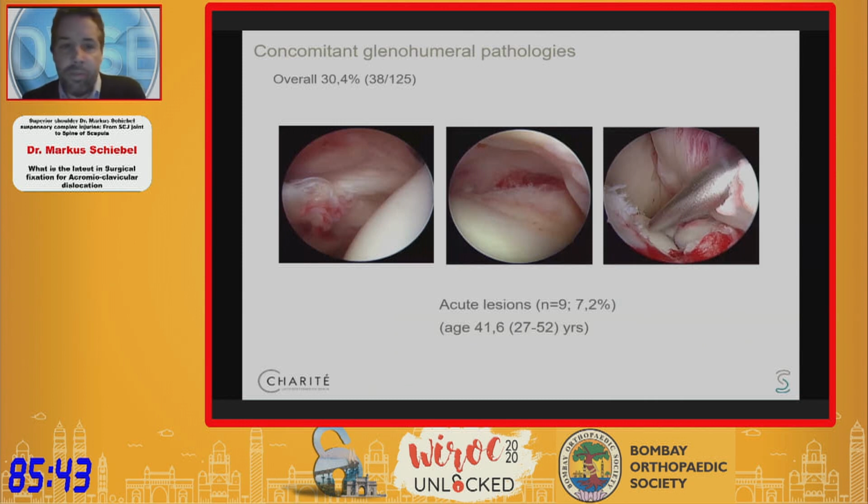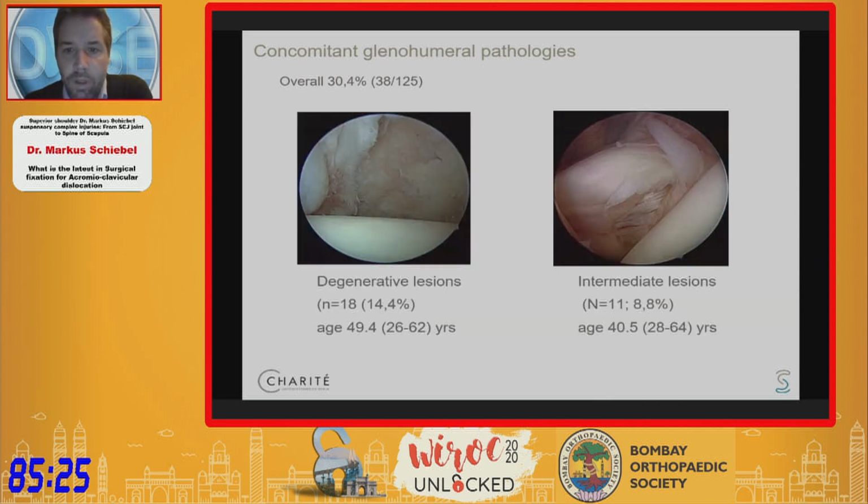And we divided these pathologies into acute lesions, as you can see here: either upper subscap tears, subtotal supraspinatus tears, or posterior instability with reverse Hill-Sachs lesions. We had an overall prevalence of 7.2% of acute lesions in this cohort. We also had true degenerative lesions, 14.4%, as you can see here on the left side, and 8.8% where we didn't really know if this is acute or chronic. As you can see here, it probably looks a little bit more degenerative than acute, but we don't know. So we call these intermediate lesions, 8.8%.